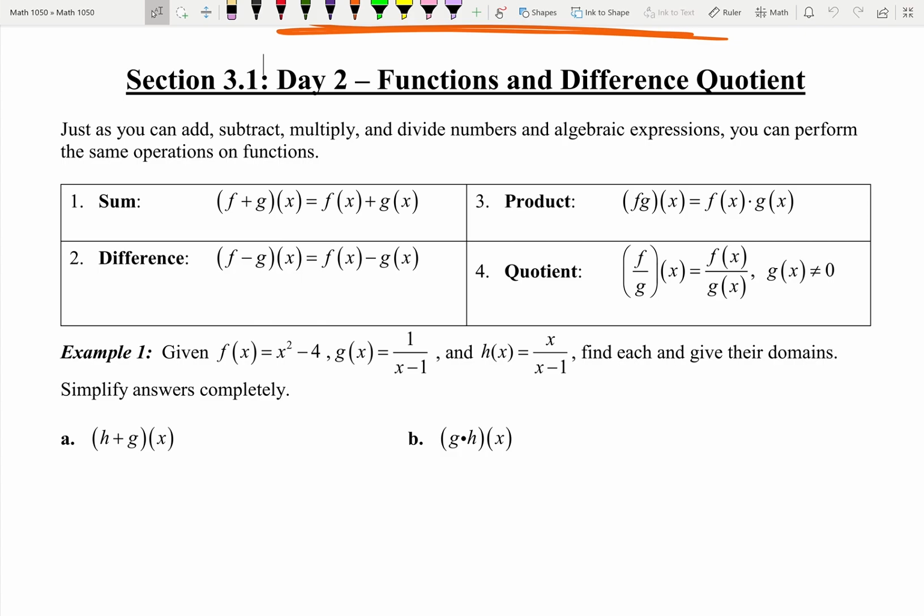All right, you guys, so this is lesson 3.1, day 2.